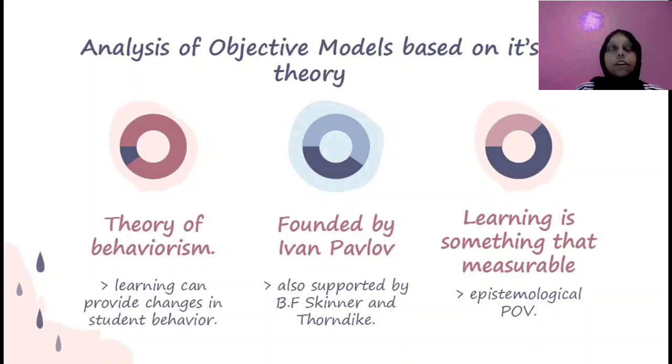So let's move on to the analysis of objective models based on their theory. The theory used in objective models is the theory of behaviorism, which is that learning can bring changes in student behavior, and this theory was founded by Ivan Pavlov and also supported by B.F. Skinner and Thorndike. Learning is something measurable is their epistemological point of view in this objective model.